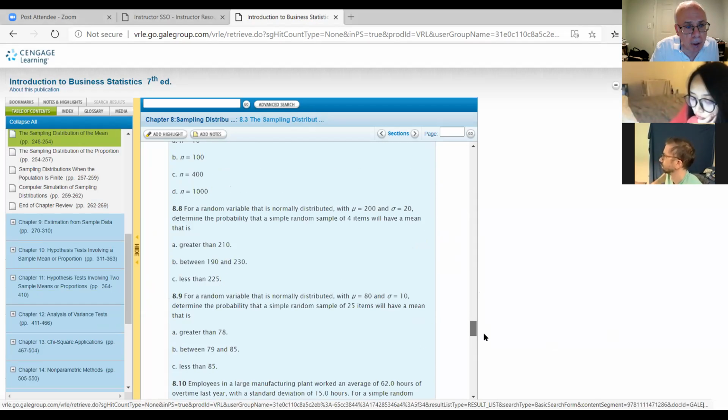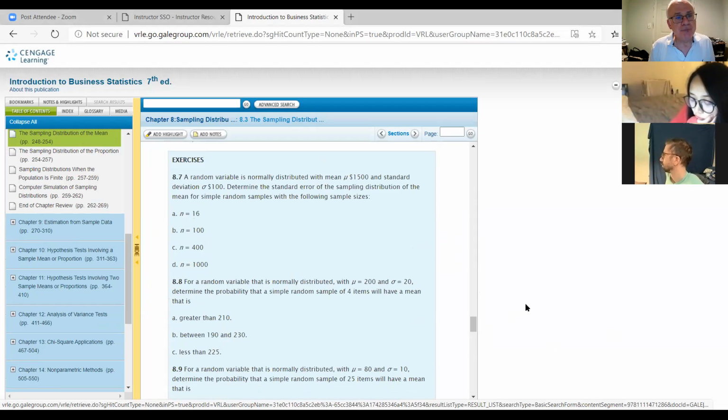All right, here we go. Now, they're saying here that the random variable is normally distributed. If they say that, what they mean is that the population is normally distributed. They're giving you dollar signs here as if this is some sort of money variable, but they're not telling you exactly what it is. They are saying the random variable is normally distributed, so that means the population is normally distributed.